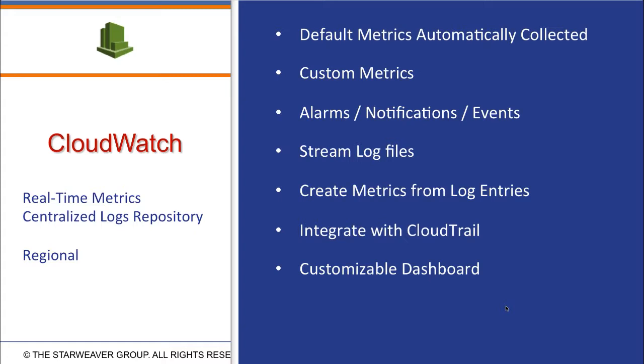Once we have metrics in Cloudwatch, we can configure alarms, and we're going to use those with autoscaling to say, hey, it's time to scale out, or hey, it's time to scale back in.